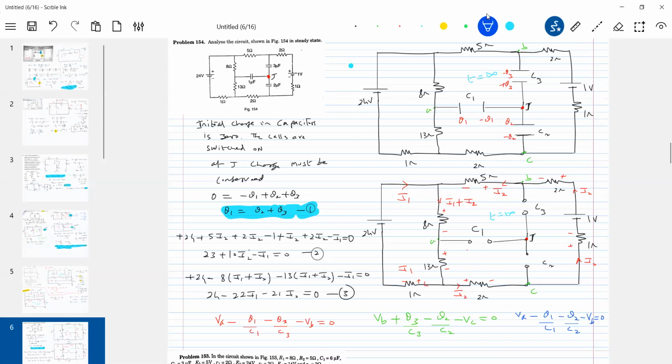Okay, how to calculate VAB, VB? Again, writing KVL from A to B. After getting I1, I2, write KVL from A to B. Okay, it's a very big story here, so just learn the method. Even at steady state, we should follow the conservation of charge principle.